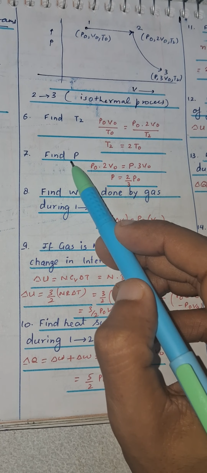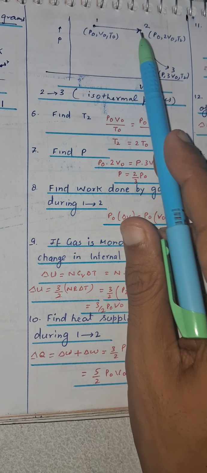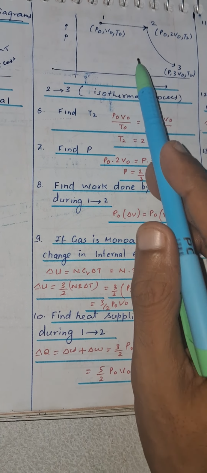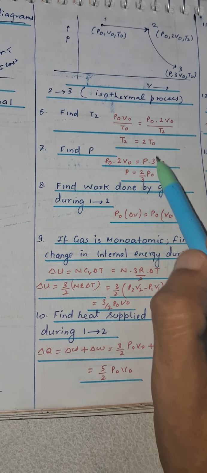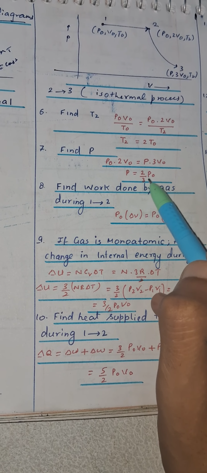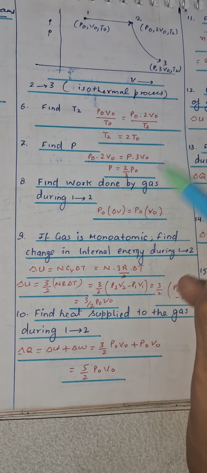Then another question is find P. The 2-3 process is isothermal, so the product of pressure and volume at these two points 2 and 3 will be constant. From there we can say that P naught multiplied by 2 V naught is equal to P into thrice of V naught. After solving we get P is equal to 2 by 3 P naught. That is how we can calculate the pressure at this point 3.